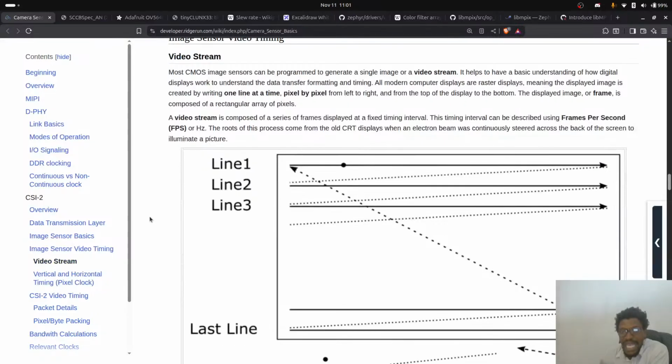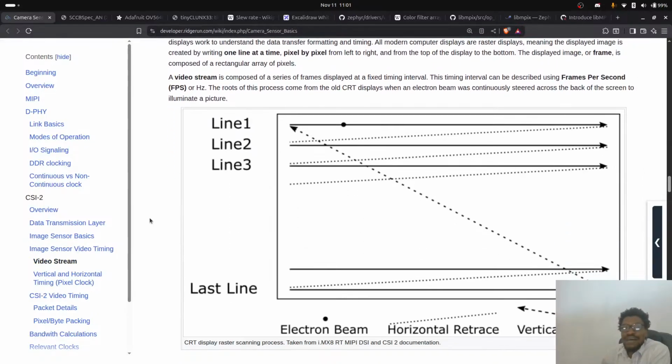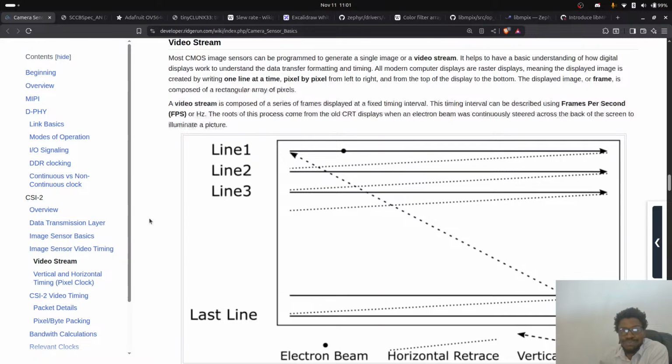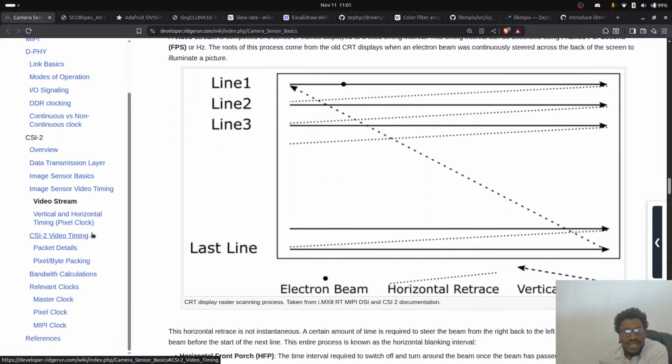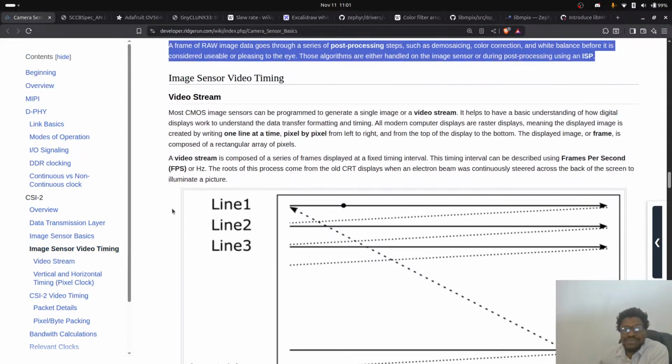Okay, and then let's look at what video streaming is. So video stream, image sensor, video timing. This is quite important when you start. This is where a lot of things can get very confusing. Because if you don't get this, and it's quite easy to get as well, but there are so many special words that I use that it sometimes becomes very confusing.